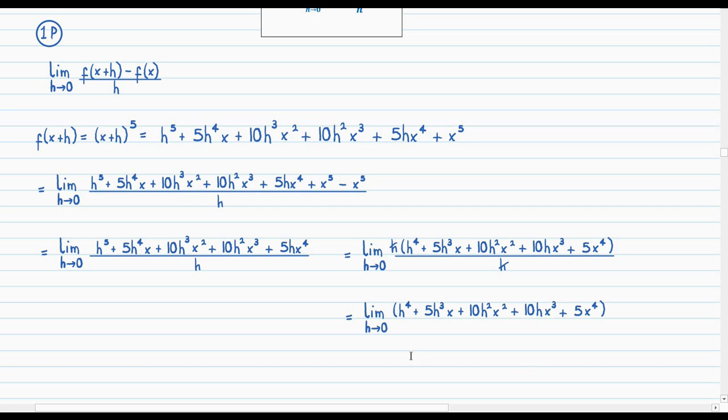And if you do that, basically all these terms with an h in them will just turn to 0, leaving behind just 5x to the power of 4 as the derivative. So that's differentiation using first principles.